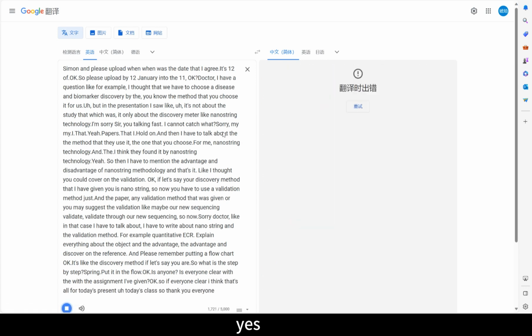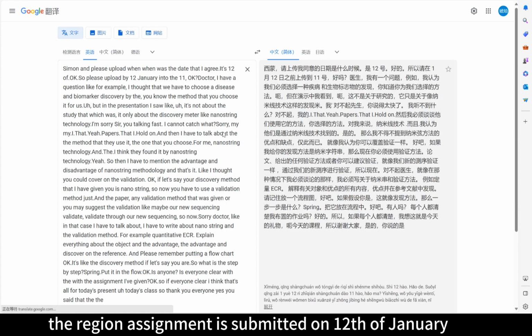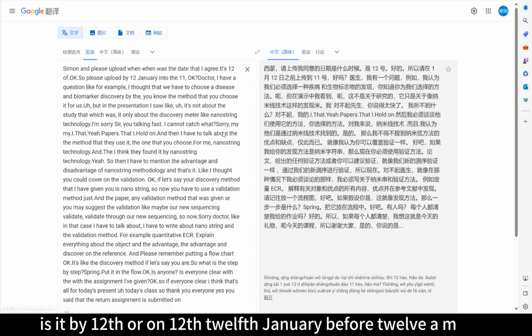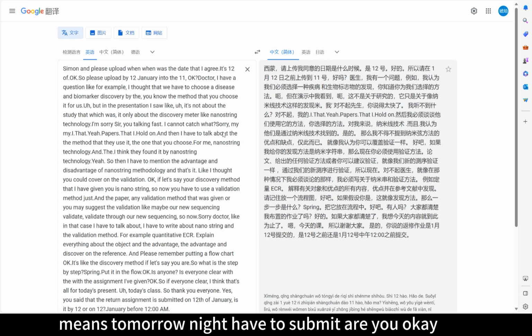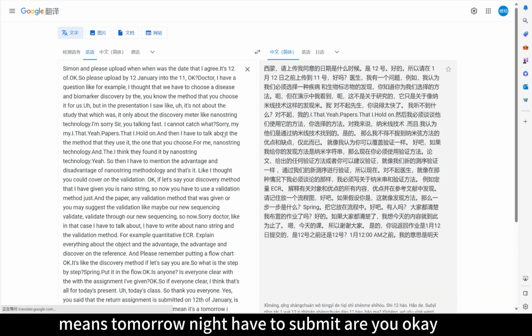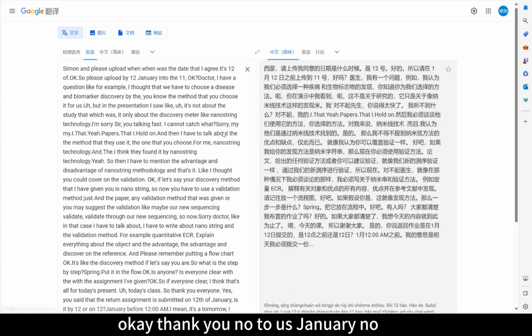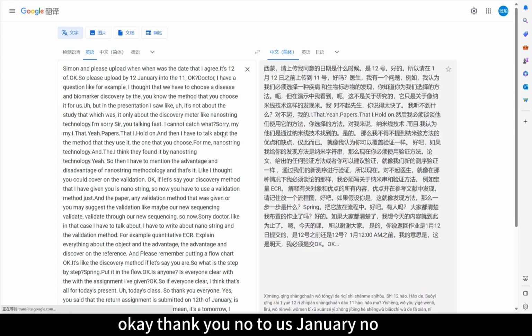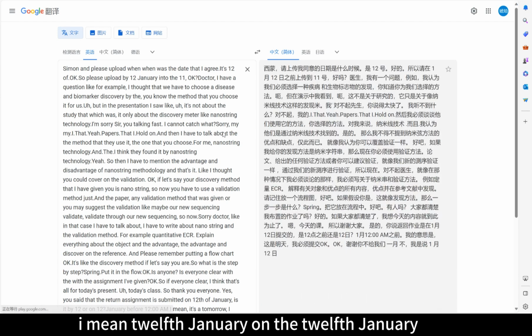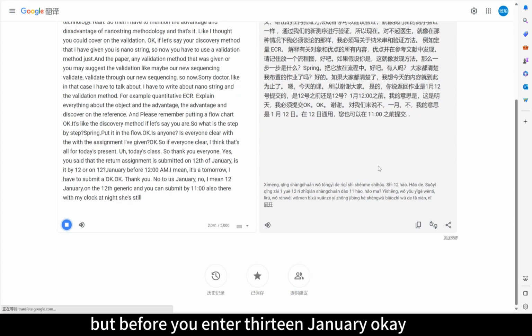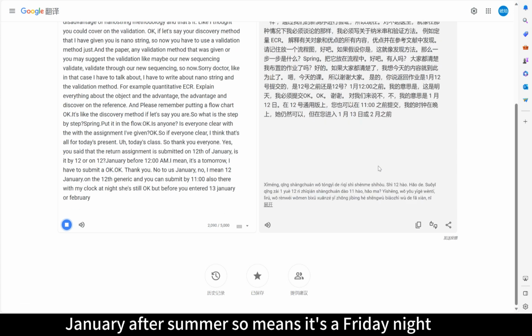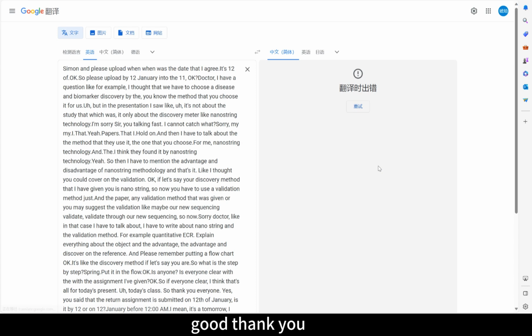You said that the written assignment is submitted on 12th of January. Is it by 12 or on 12th? On 12th January, you can submit by 11 o'clock at night, that is still okay, but before you enter 13th January. So it's not tomorrow; tomorrow is Friday, you have 2 days. Good. Thank you.